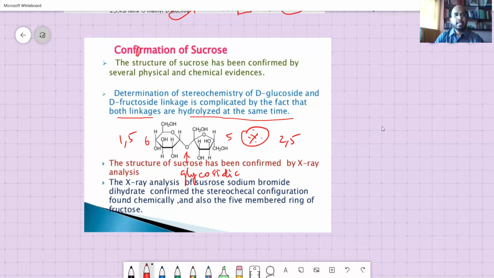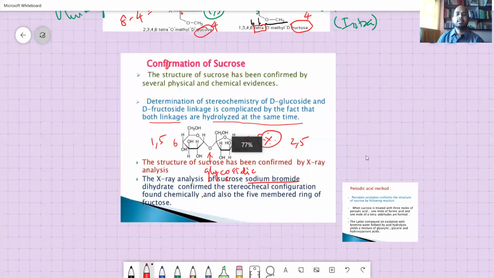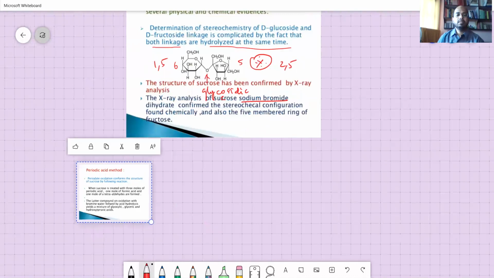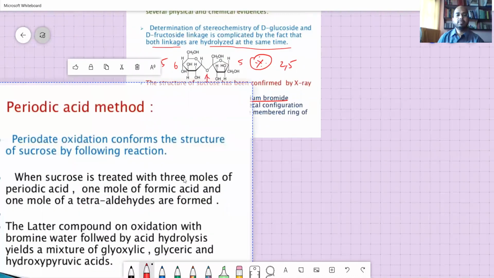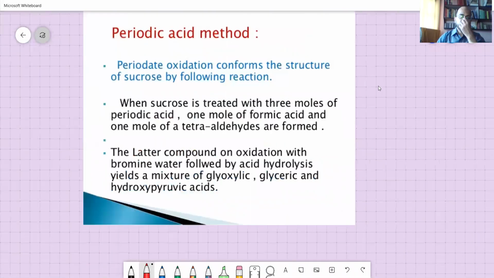However, the X-ray analysis of sucrose sodium bromide dihydrate confirms the stereochemical configuration found chemically and also the 5-member ring of the fructose. Okay, finally, it has been proved by the X-ray structural analysis. And let us see what the next slide says. Here they are using the periodic acid method. Periodic oxidation confirms the structure of sucrose by the following reaction.